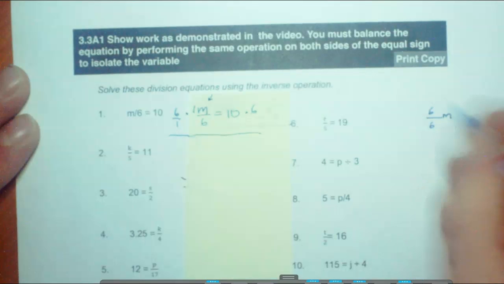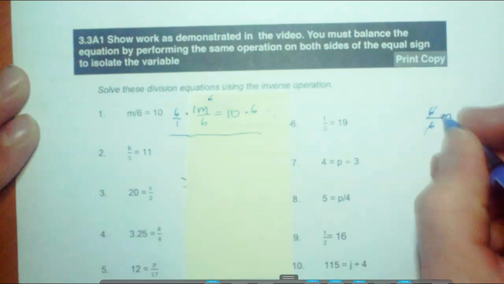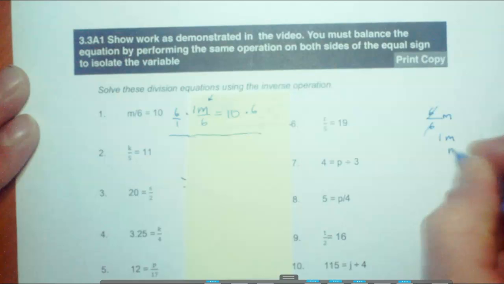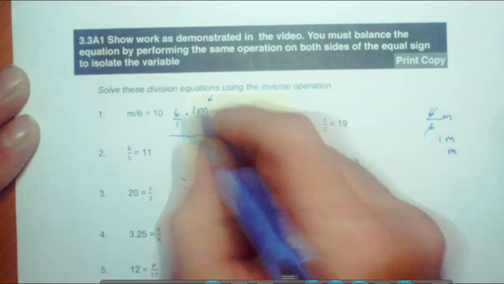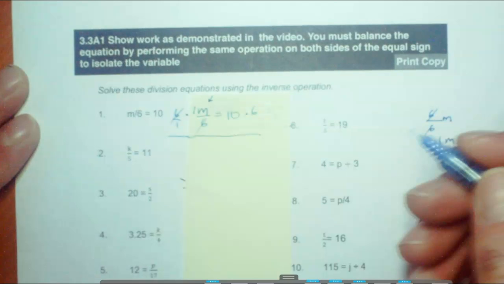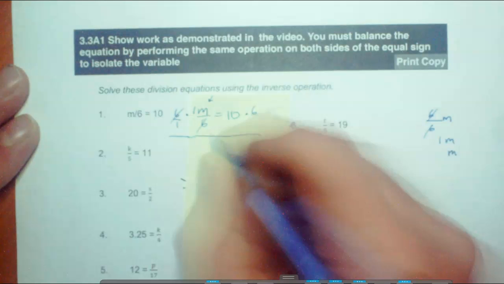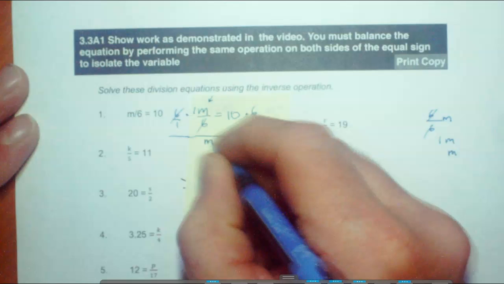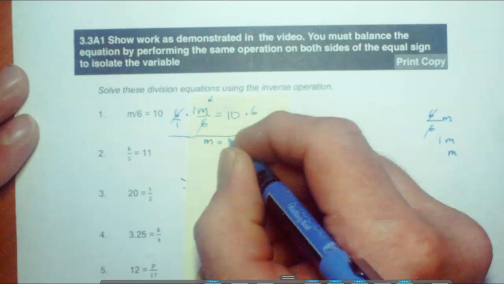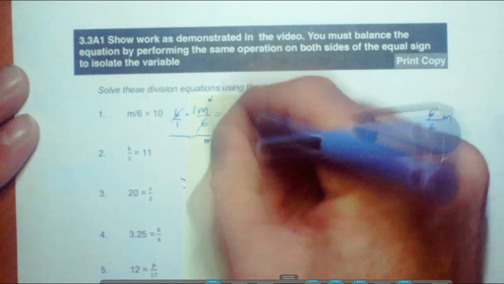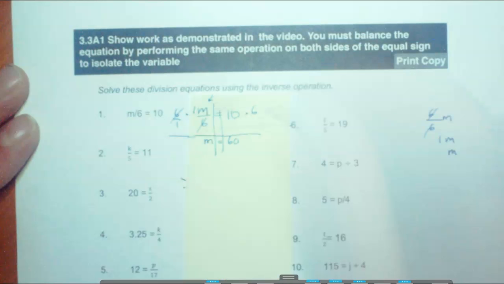Well, what's 6 divided by 6? 6 divided by 6 is just 1, and 1m is just the same as m. So these 6's are just going to cross off. And I'll let you shortcut. You don't have to do all that, but you just shortcut it like that. You're left with m on this side equals 10 times 6, which is 60, on the other. And there's your answer that you knew all along, but you've shown how you isolate that.